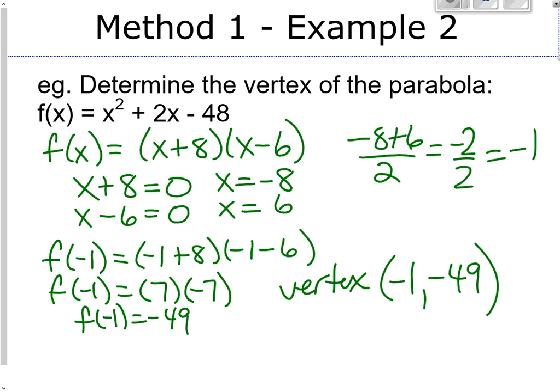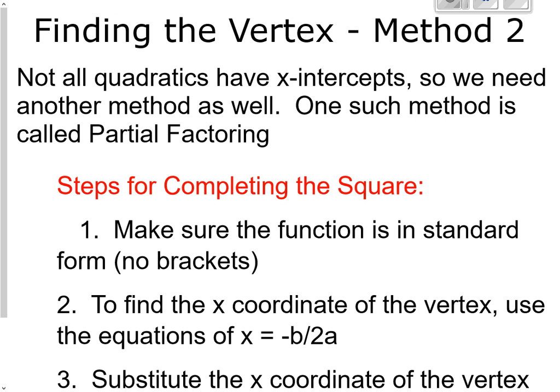Okay, I feel like you're probably getting the hang of this. You factor it, take your zeros, find the midpoint between the zeros, take that number, and put it back into our function to get the y-coordinate of the vertex. All right, but what if my factoring skills are not so great and I want to try to get the vertex in another way? So here we go.